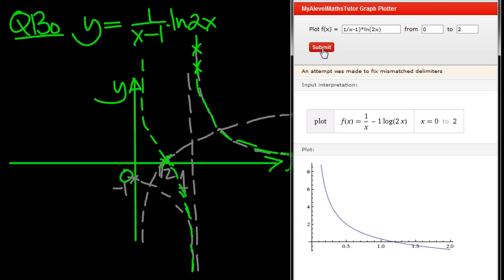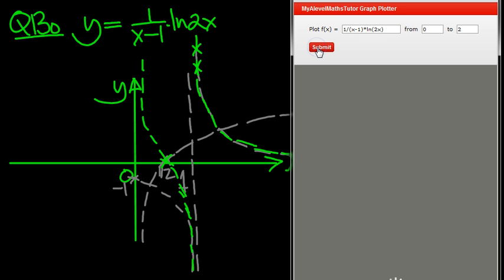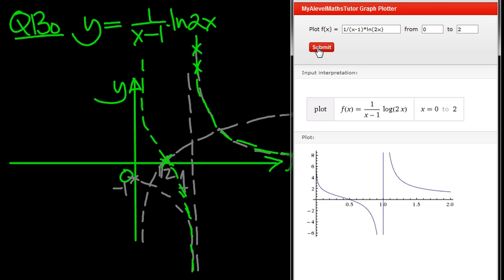1 over x minus 1. I've forgotten my bracket here, so I haven't put the input correct, so don't even worry about the plot yet. Let's see if that's interpreted correctly. Yeah, that looks better, and we can see that we've got the characteristic shape that we've sketched.